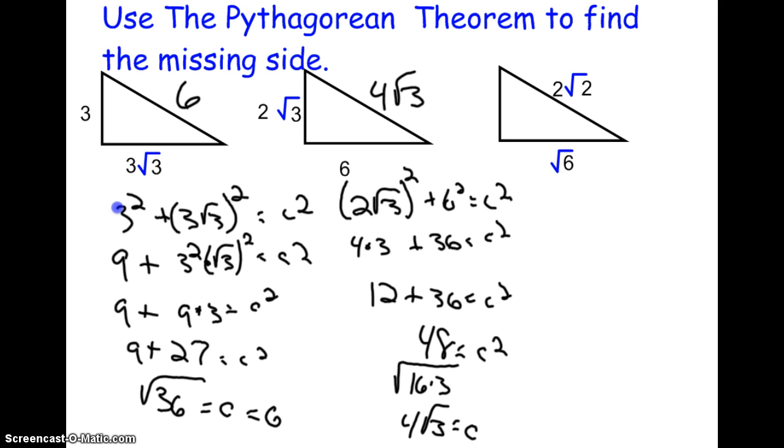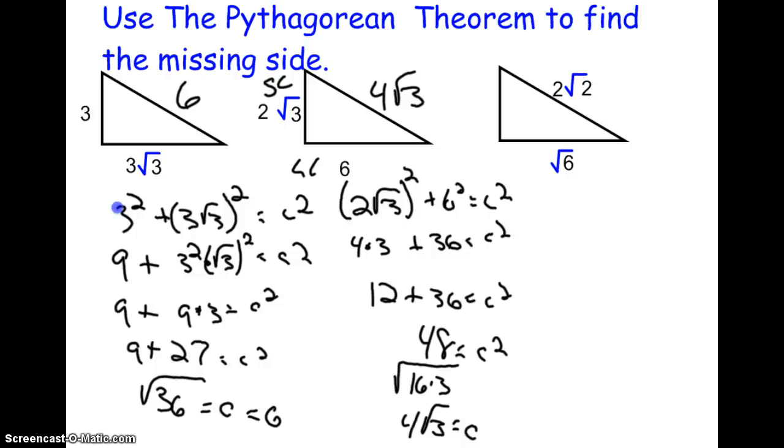So as I look at those first two examples, it seems to me that maybe I just multiplied this side, we call the short leg, times 2. And this is a long leg relationship. We'll talk about that further in a minute.